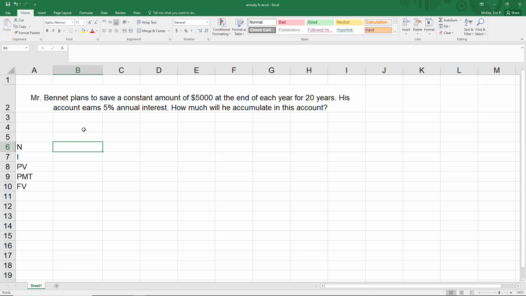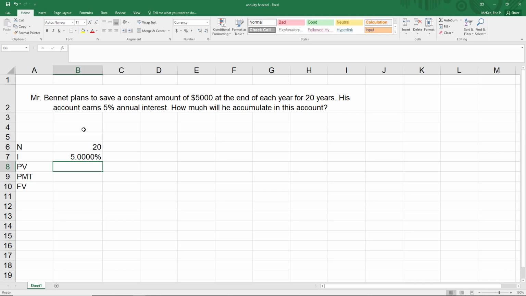Let's start with n, number of periods. Mr. Bennett puts money into the account each year for 20 years, so once a year, 20 years, we have 20 periods. Our interest rate is 5%. It matches the periods here. We have an annual interest rate, annual payments, so we just put in the 5%.